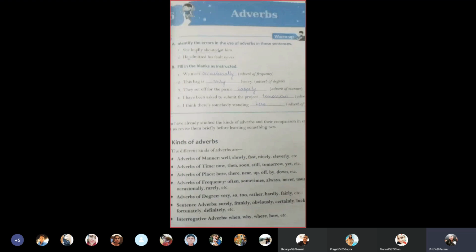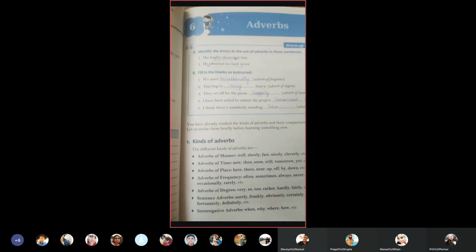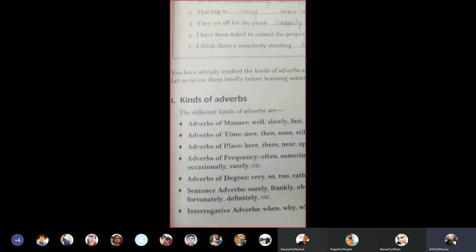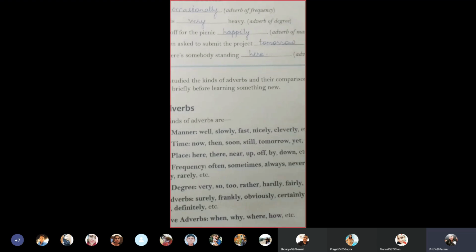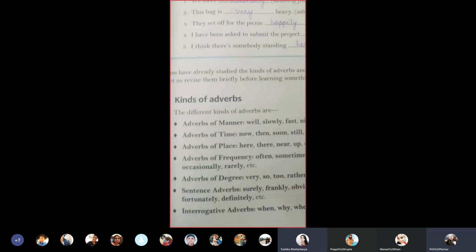Now, you have already studied the kinds of adverbs and their comparisons in earlier classes. So let us go through them quickly. Kinds of adverbs. Adverb of manner: manner means in what manner a thing is done. So, how is it done? Words like slowly, fast, well, nicely, cleverly, etc. Then, adverb of time. It tells when an action was done: now, then, sooner, later, whatever.